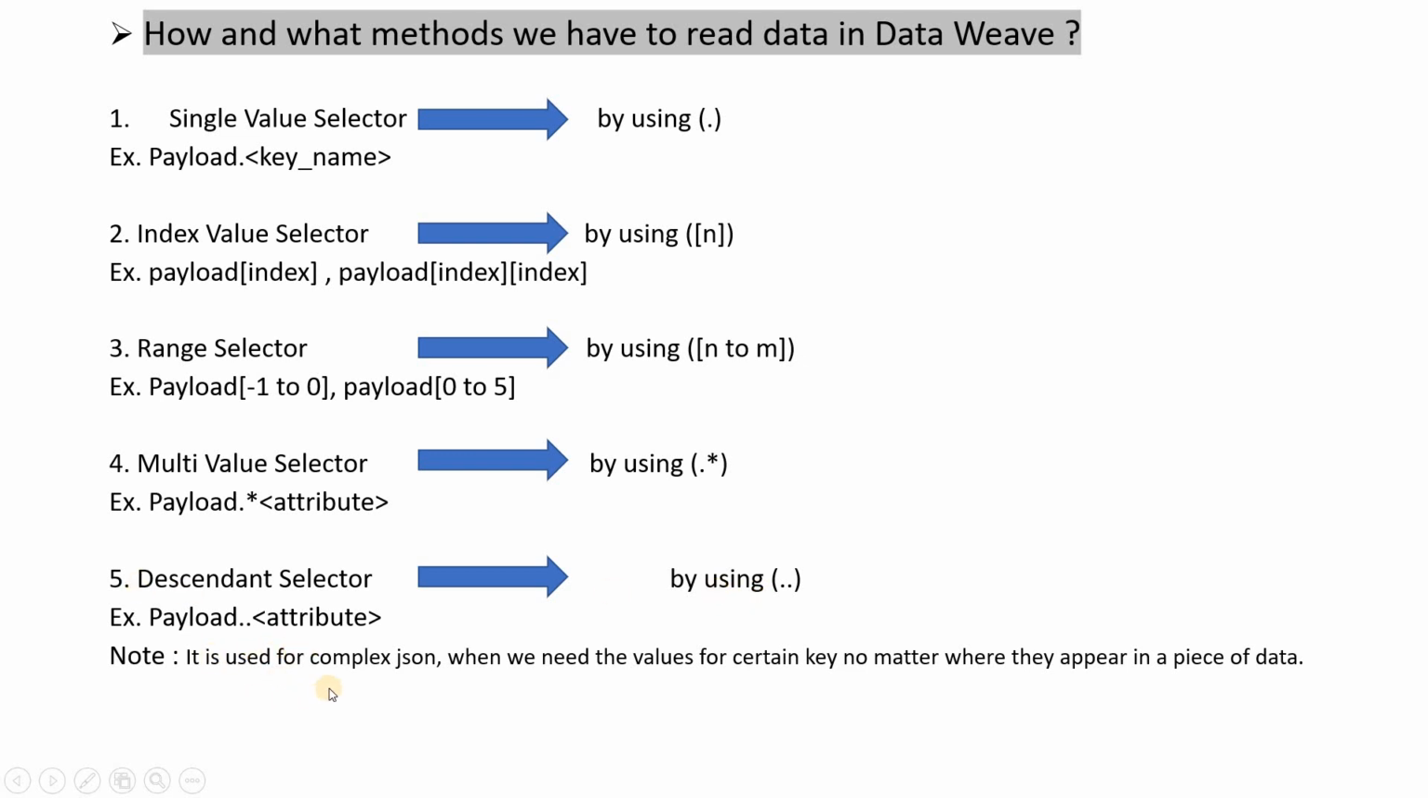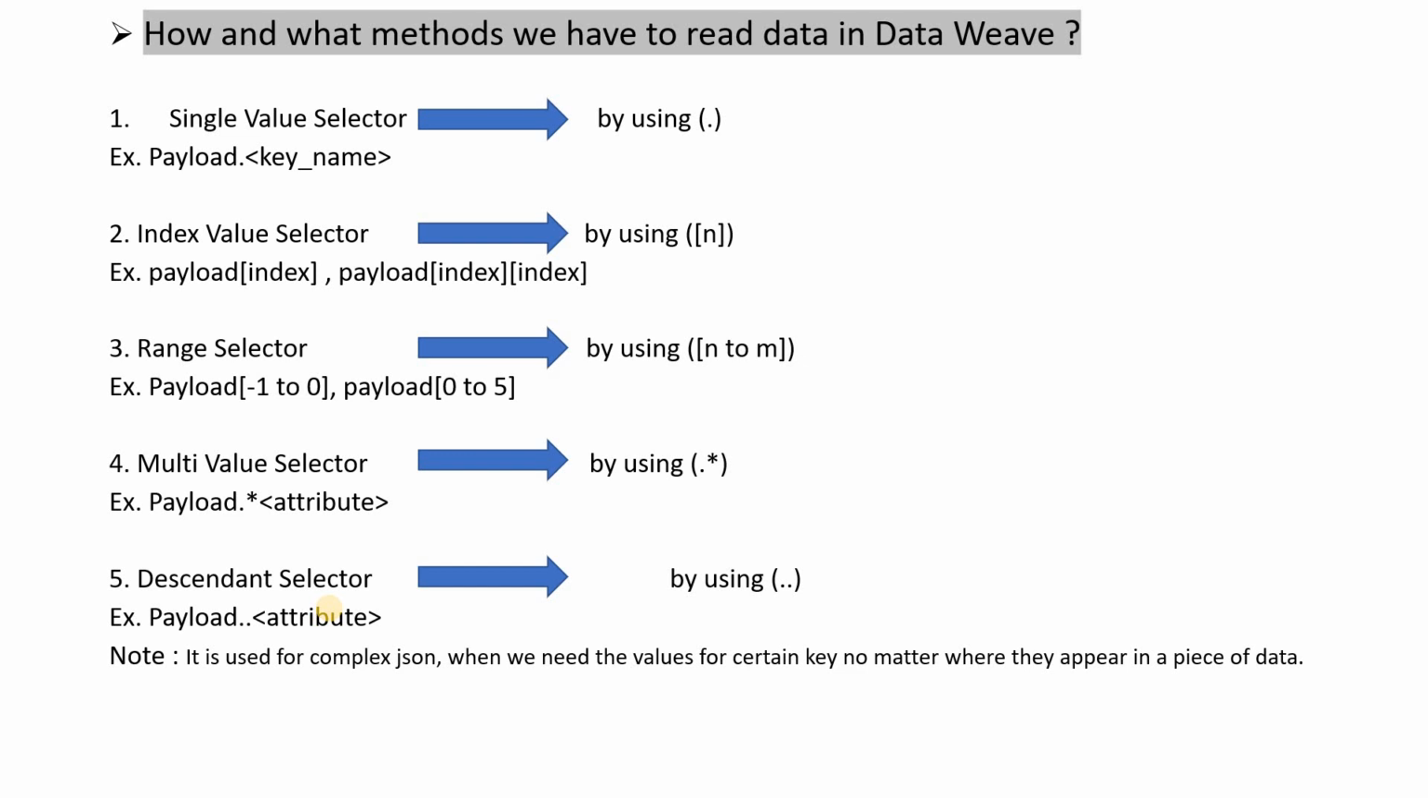Basically this is used for complex JSON when we need the values for a certain key, no matter where they appear in the piece of data. It's not a requirement that the field or key is in a particular sequence. We don't worry about that. We just have to find that particular key wherever it is mentioned in that complex JSON. So by using that dot sign, we can read all the data which has the same attribute.